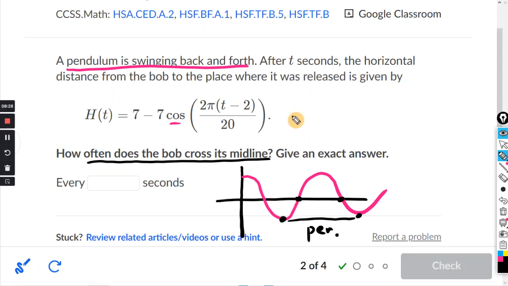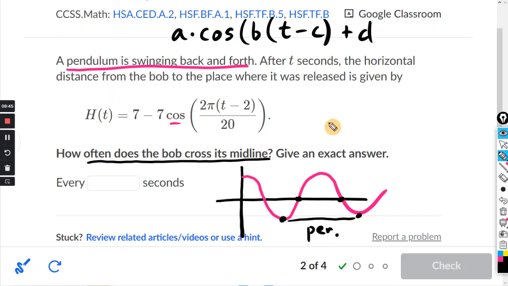All right? So the function is in the form of a times cosine of b times t minus c plus d. All right, this function is in this form. The only thing is they put the d in the front. It doesn't matter, though, because we're just looking for the period, which is based on the number b. All right. Now, notice once you factor this, b is just a number that's multiplied by t. So if we just find that here, we can easily find the period.